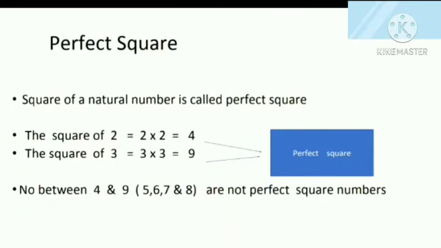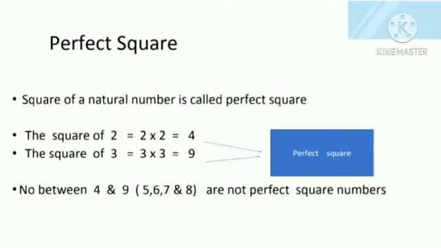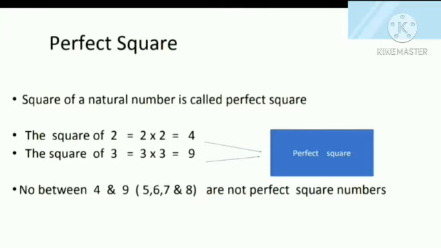Perfect square: the square of a natural number is called a perfect square. For example, the square of 2 is 2 into 2, which is 4. The square of 3 is 3 into 3, which is 9. Here we can see 4 and 9 are perfect squares. What are the numbers between 4 and 9? That is 5, 6, 7 and 8, which are not perfect squares.